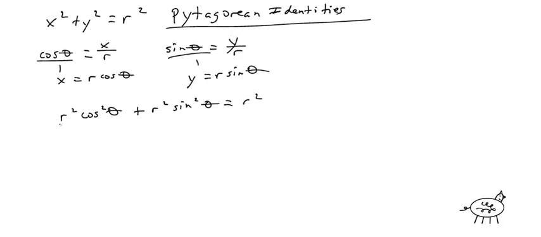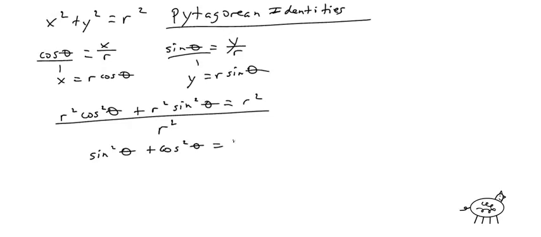And what can I do? I can actually divide the whole thing by r squared. I know I'm losing a root, but that's not really what I'm looking for. I'm looking for the theta, not the r, so it's not really losing a root. And I wind up getting, I'm going to rewrite this because this is the way I think it's good to know it: sine squared of theta plus cosine squared of theta is equal to 1.